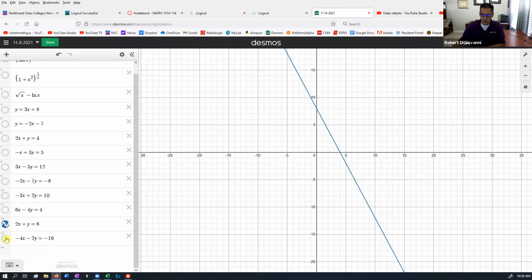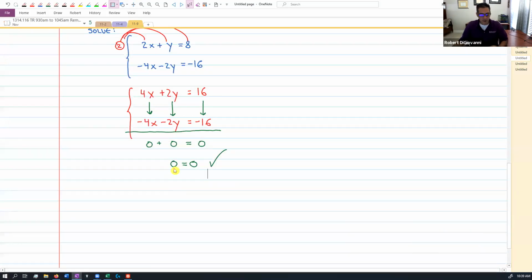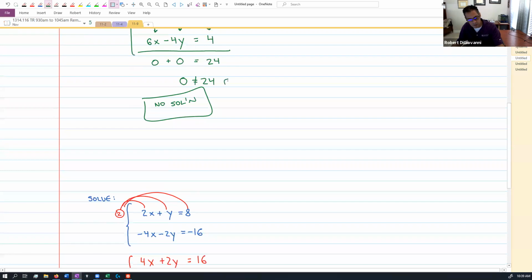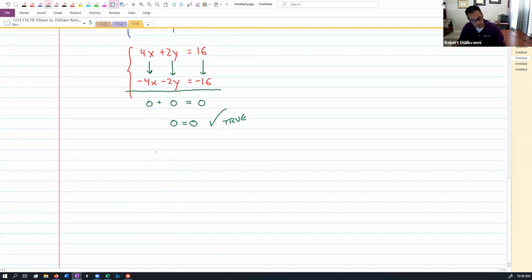Here we go. See, I graphed them both together there. It's the same line. And how would you know that it's the same line? Because you get something that's true, right? This is always true. 0 is 0. Here we got something that was false. It was never true. No solution here. Here we can say infinite solutions, but I want you to think of it this way. Same line, right? Infinite solutions, yes, that's right. But it's the same line.